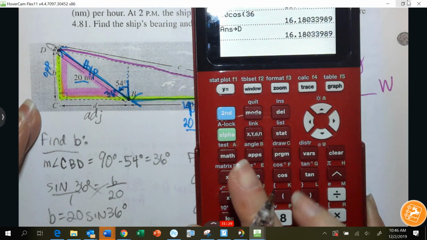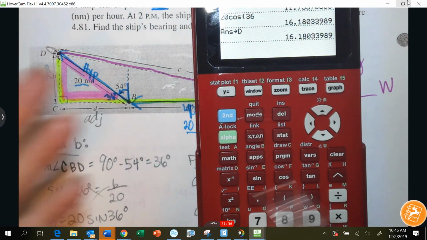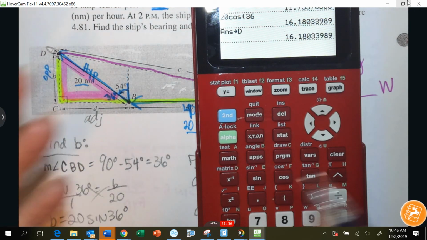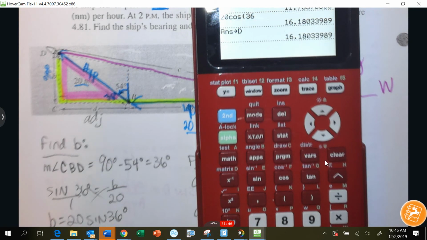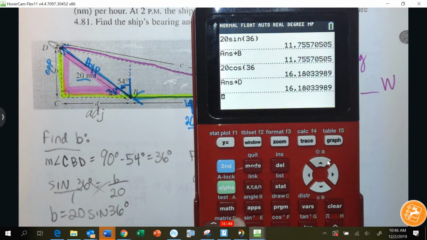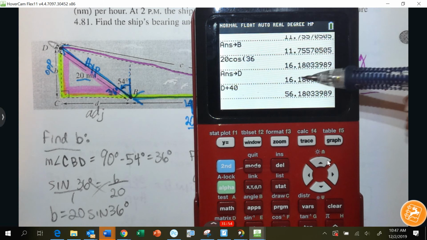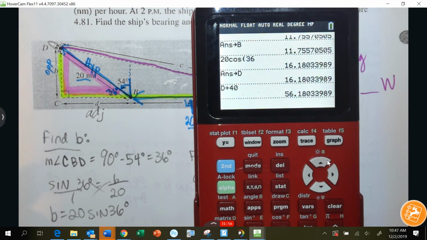Okay, so watch how I do that on here. Now, you could do that with answer also, but I'm just showing you so you have this, just in case it's not so easy to remember these numbers. So I'm going to add D plus 40. Watch how I would add it. I would do alpha D, and then plus 40, and it did it. It took that 16 point whatever and added it to 40 and got 56 point whatever.